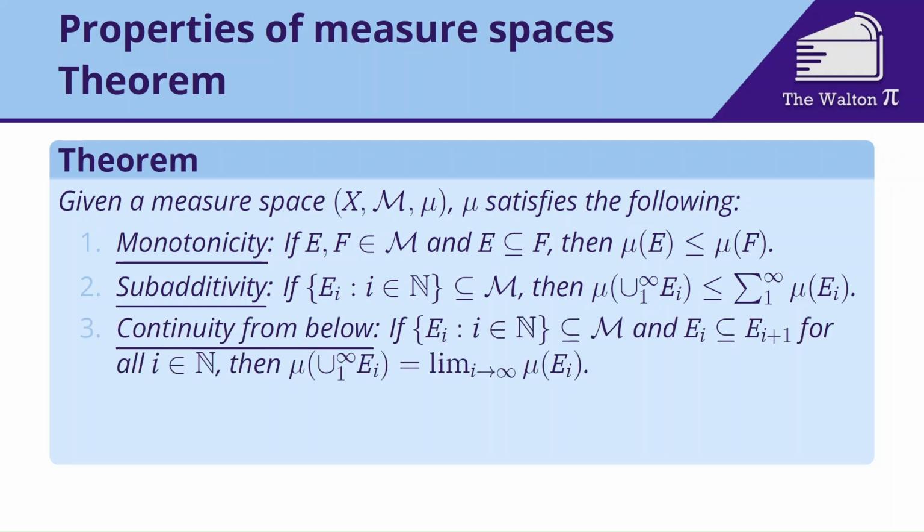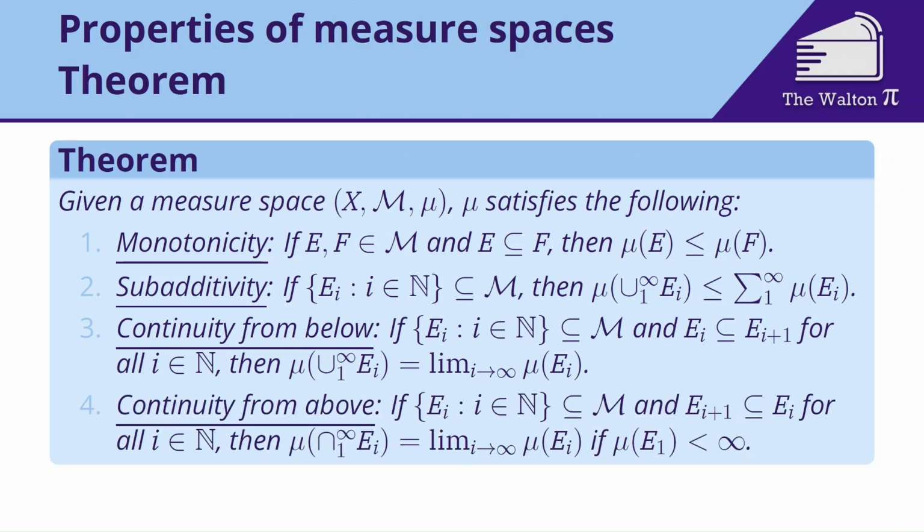We also have continuity from below. That means that if E_i is a nested sequence of sets in our sigma algebra, so E_i is a subset of the next one, E_{i+1}, so they're growing bigger and bigger and bigger, and that's the case for every i, then the measure of their infinite union is the limit of their individual measures. So that's a very helpful property, continuity from below.